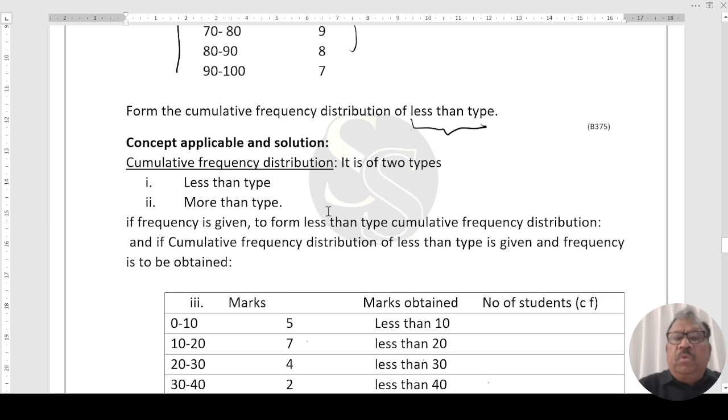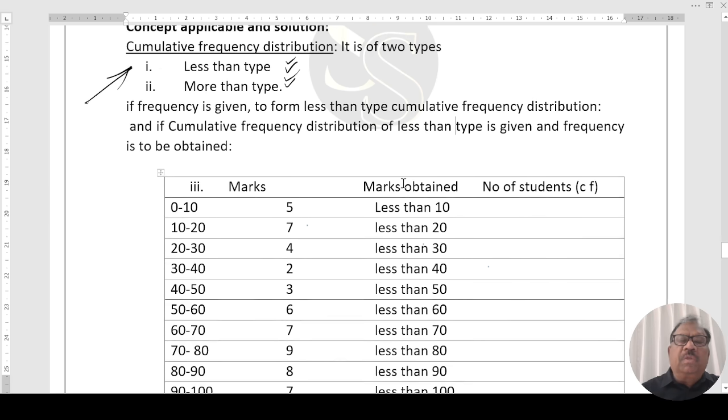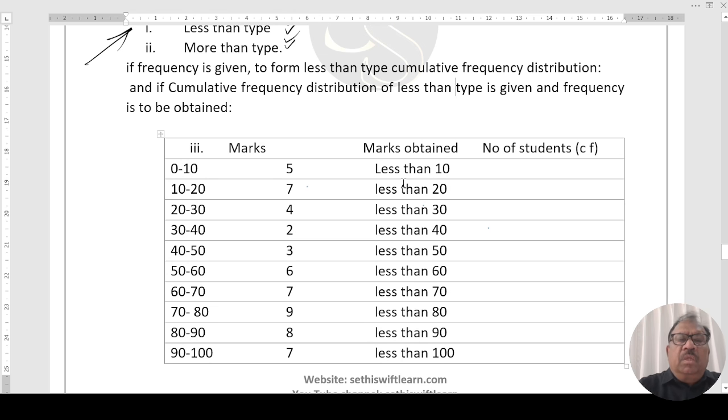Now, the concept applicable in the solution. Cumulative frequency distribution is of two types. One is less than type, one is more than type. In this case, we are going to discuss less than type. To form a cumulative frequency distribution of less than type, this is the given question. This is given to us. We have to form less than type. In less than type, what will we do?